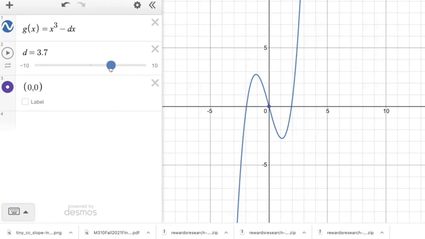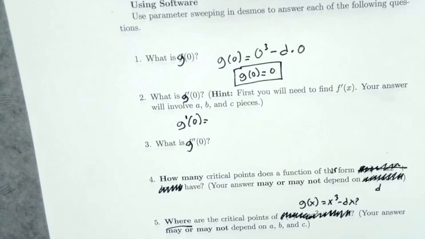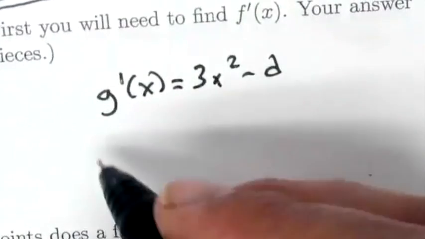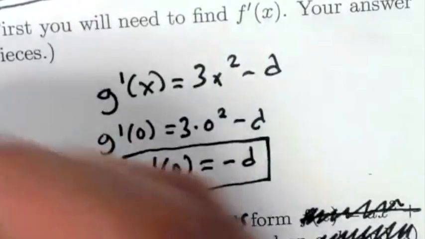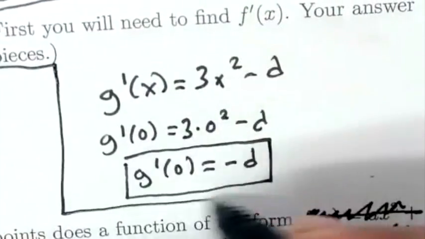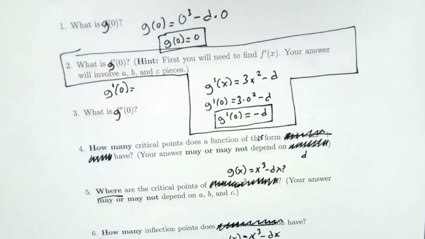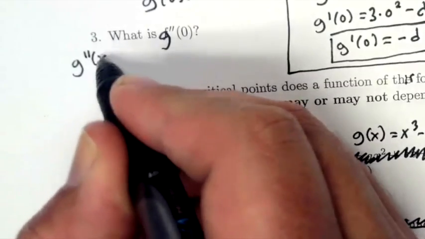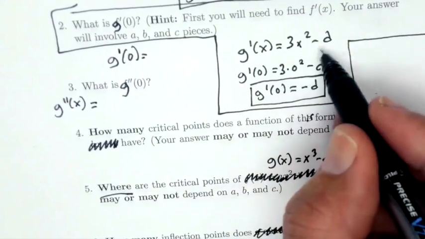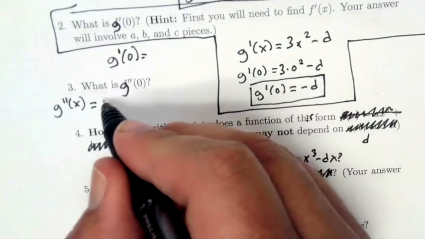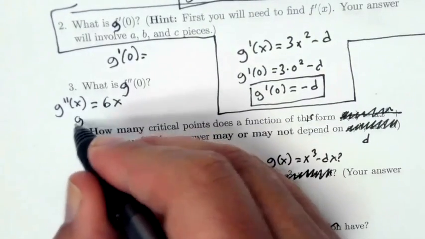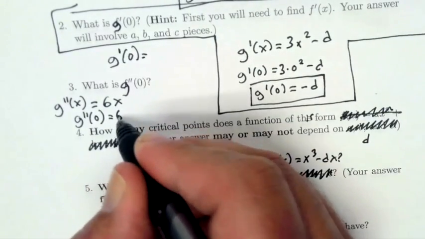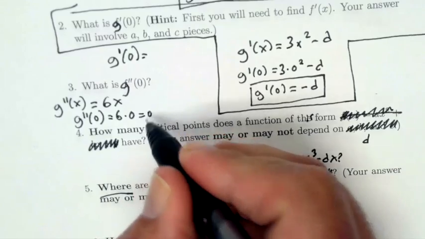What about g prime of 0? You have that it is negative d. What is g double prime of 0? So g double prime of x is, well, now I'm taking the derivative of 3x squared minus d, so it's just 6x. So g double prime of 0 is equal to 6 times 0, which is 0.